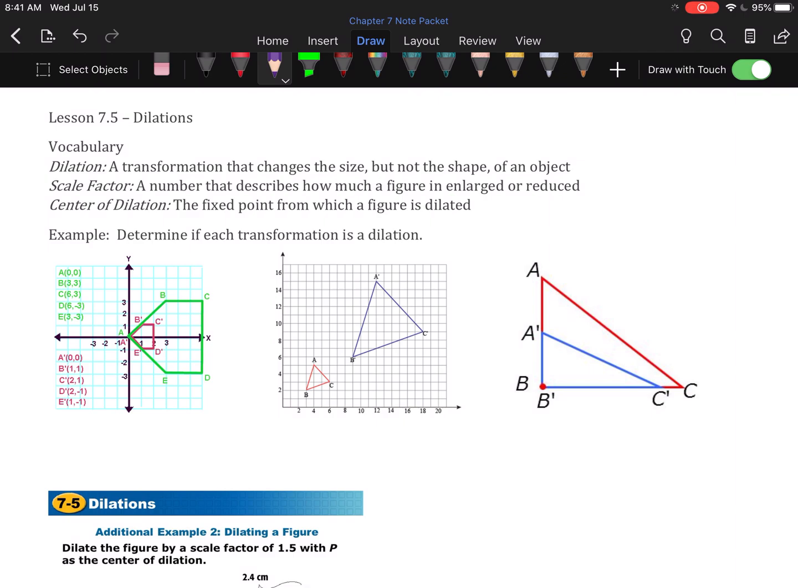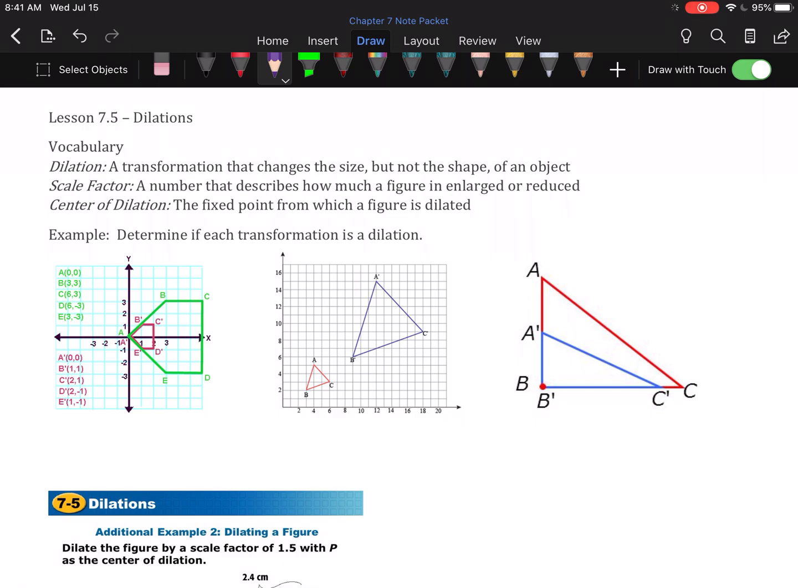The next pair of shapes, we have a red triangle ABC. Oh, I want to step back for a second. The scale factor of this original. Because we divided by 3, the scale factor is 1/3. Dividing by 3 is a 1/3 scale factor.